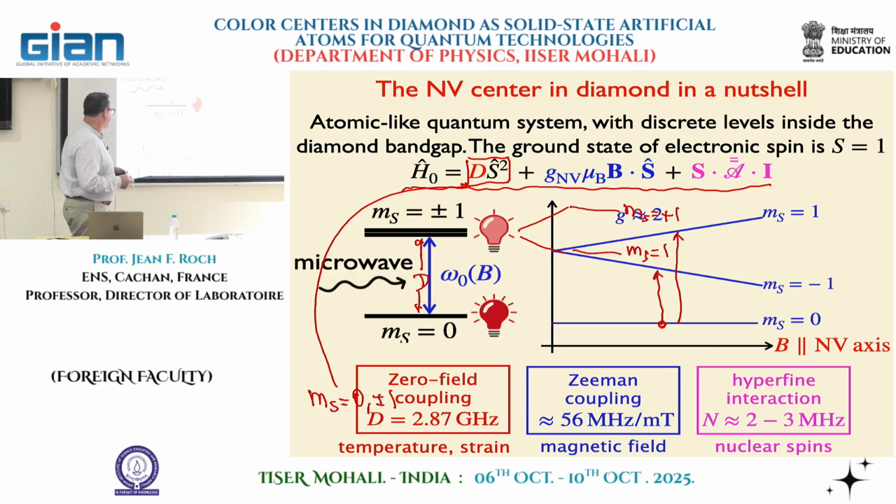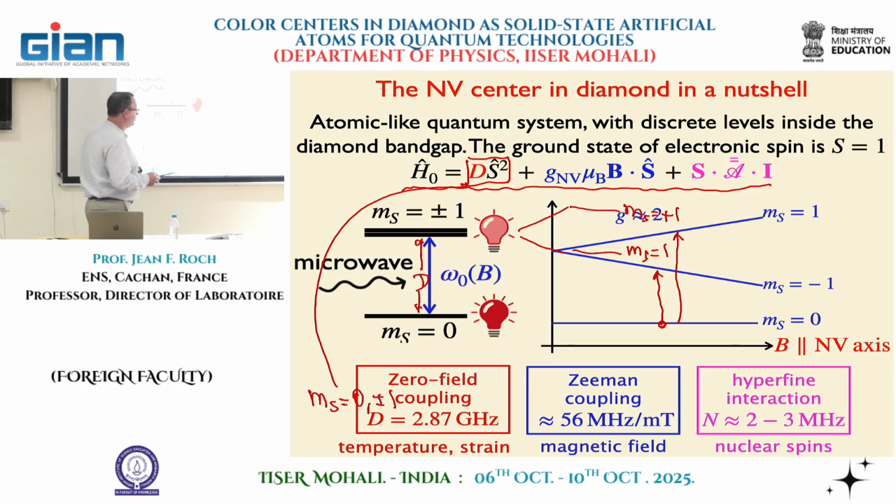We have a zero field coupling, the D parameter, which can be modified by temperature, strain, everything acting on the crystal. We will see that in different experiments. The Zeeman coupling, the frequency difference between those states, is about 56 megahertz per millitesla. So if you apply a magnetic field of about a few millitesla, you will easily be able to detect it. And that already led to a myriad of applications.